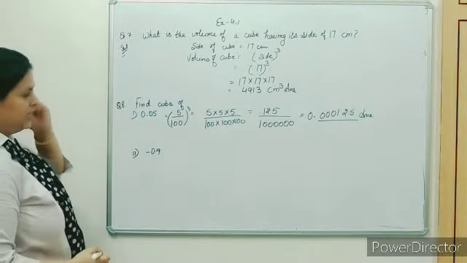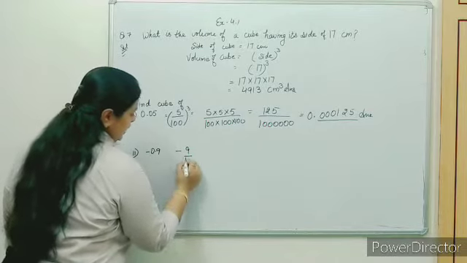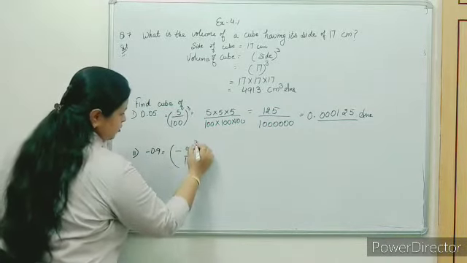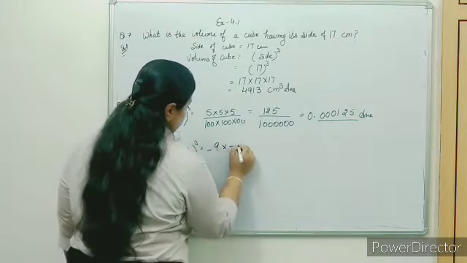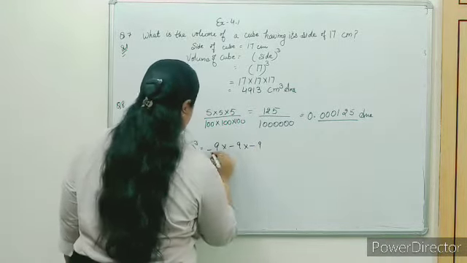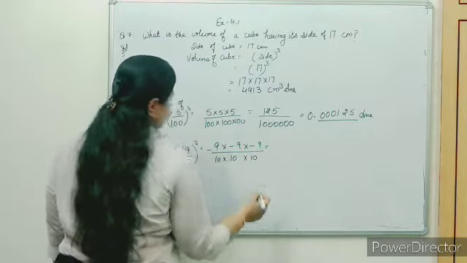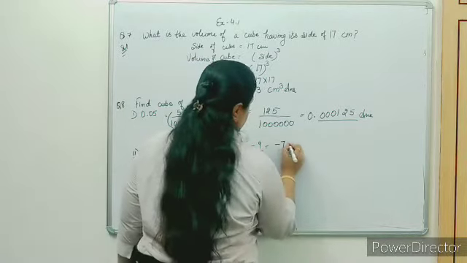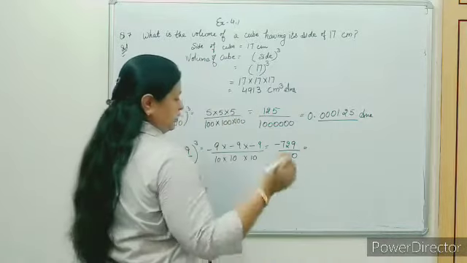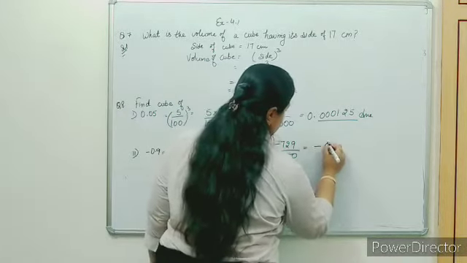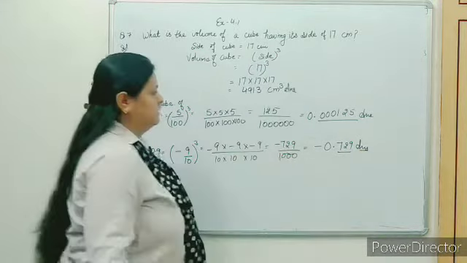Next is a negative decimal number, minus 0.9. So it is minus 9 by 10. Calculate the cube of minus 9 by 10. So it is minus 9 into minus 9 into minus 9, and 10 into 10 into 10. It will be minus 729 by 1000. Again convert the fraction into decimal. So it will be minus 0.729, and this is your answer.